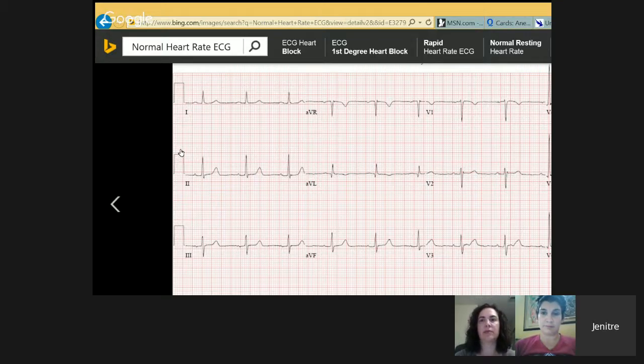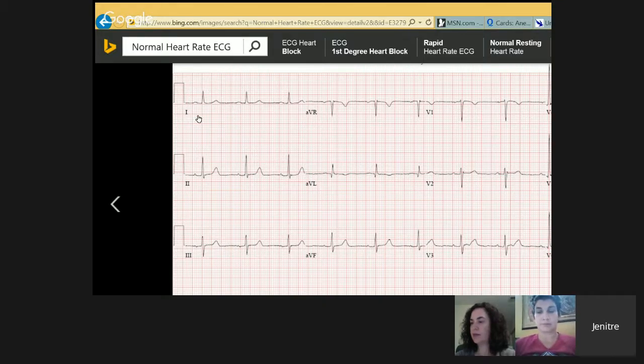We're going to check for axis deviation. We're going to look in leads 1 and AVF. Both QRS complexes are upright, which suggests that it's a normal axis. Now we're going to look for hypertrophy in V1 and V5. And we're counting 5, 10, 15, 20, 25, less than 30. So V1 plus V5 is less than 35, which means there is no hypertrophy.